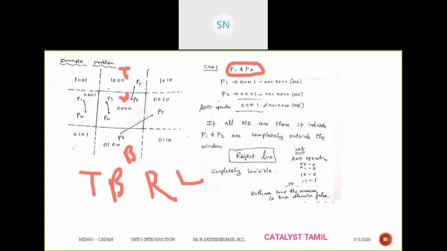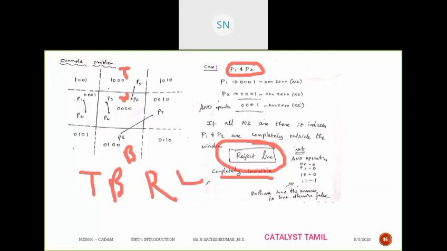If the result is non-zero, it indicates P1 and P2 are completely outside the window. So we have to reject the line, which means the line is completely invisible. That is what is happening in this first case. We could decide the result by observing the diagram directly, but this is the logic which is performed by the computer. So here it is rejected. This P1 and P2 line is rejected and it is completely invisible.